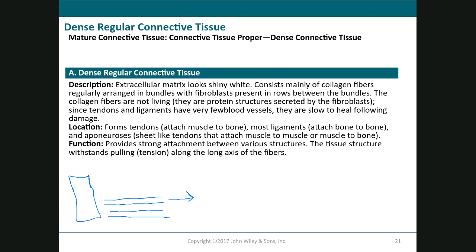So where do we see this type of tissue? Tendons, ligaments, and aponeuroses. A tendon is the part that connects the muscle to the bone. A ligament connects one bone to another. And an aponeurosis is like a large tendon that connects either muscle to muscle or muscle to bone. So this provides high tensile strength where you can pull on it and it would not tear.